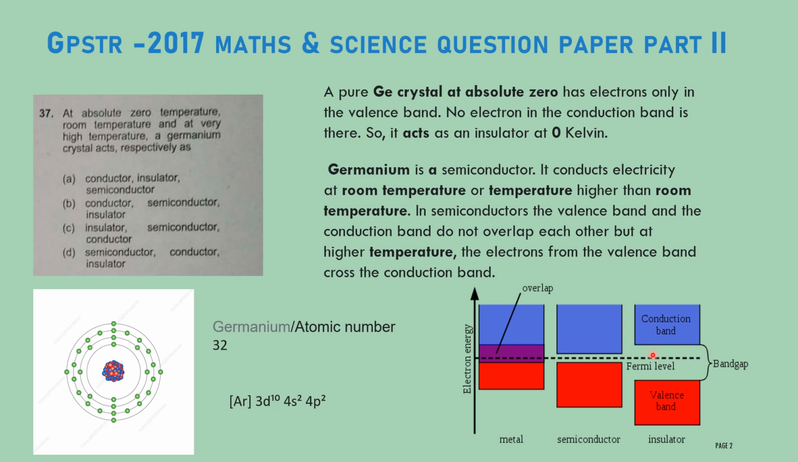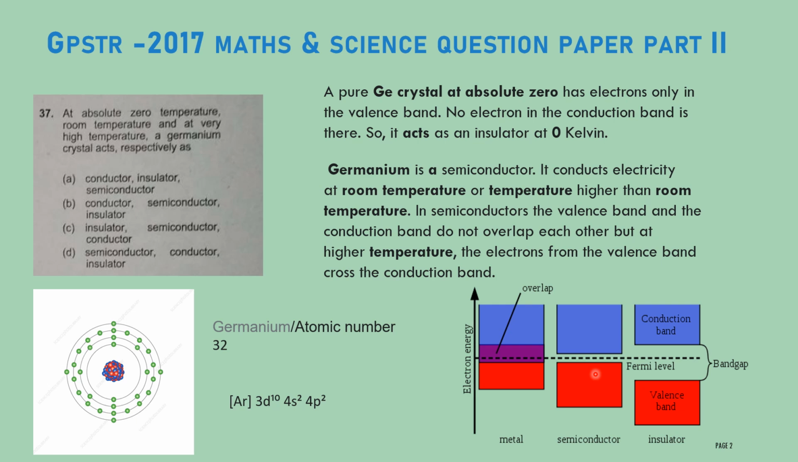What is meant by an insulator? An insulator is nothing but a material that will not allow any electricity to pass through it. We call it an insulator. Therefore germanium at 0 Kelvin will act as an insulator. One more important thing you have to remember here, there is a large energy gap between the conduction band and the valence band at 0 Kelvin.